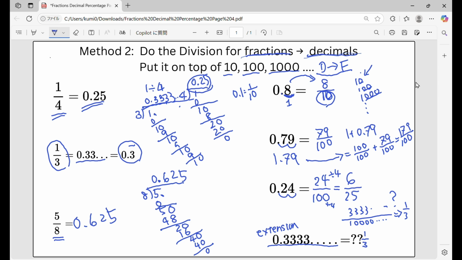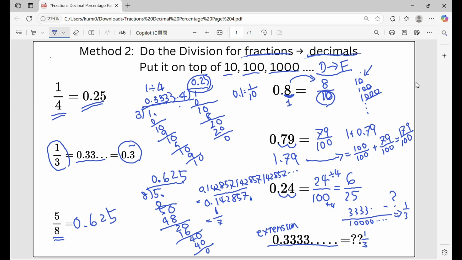For example, there is something like 0.142857, 142857, 142857, repeating forever. There is a decimal like that, or we can write it like 142857 with a long bar over it. Okay, this is actually 1/7. Very simple, isn't it?